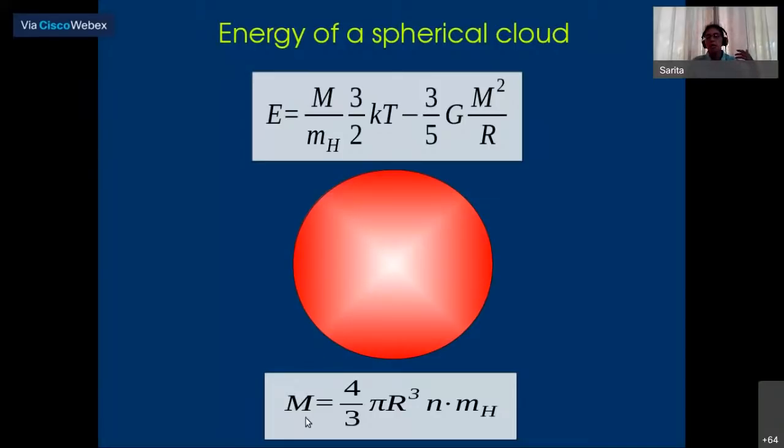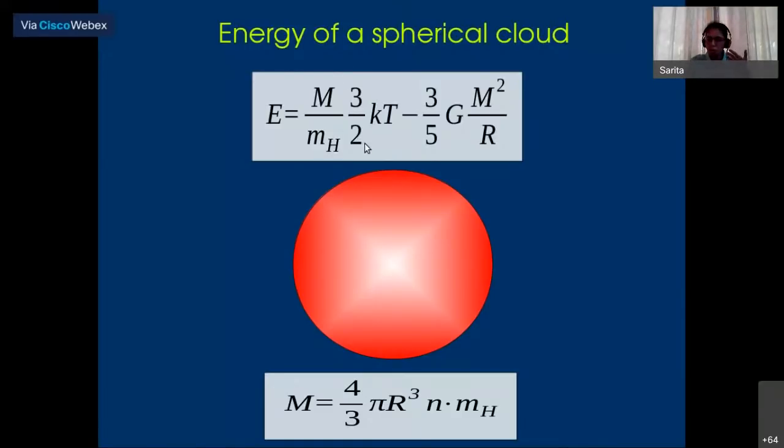Here the mass can also be written in terms of the number density of particles if you know the radius. That is also a possibility. So ultimately the energy of the system is dominated by these two. Whether the collapse will begin or not is decided by whether the gravitational term is stronger. If that term is stronger, then the collapse can be initiated. The cloud can undergo collapse due to gravitation if that second term is stronger than this term.